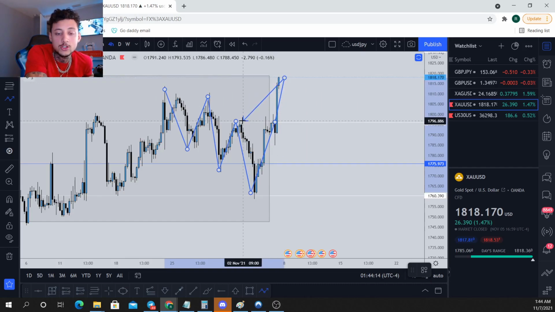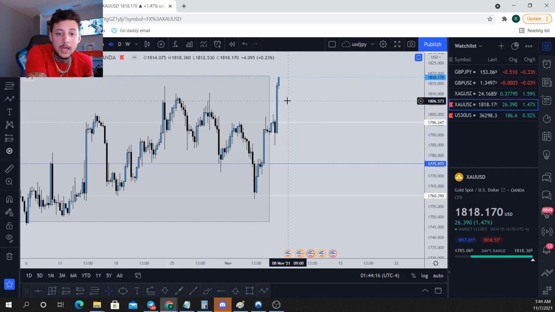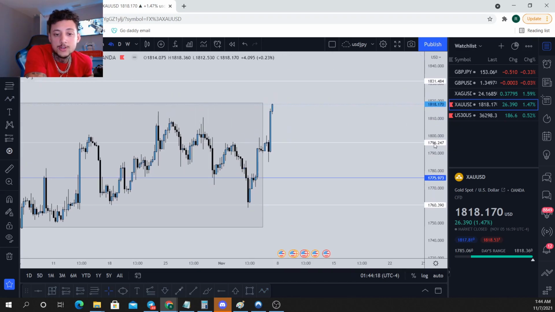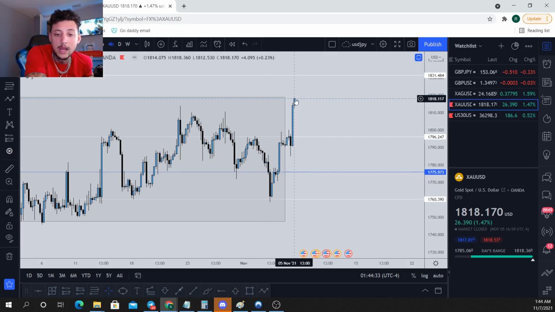So now we've broken structure on this 4-hour time frame, and we know the daily is going to continue. So in a situation like this, you just want to wait for price to pull back to a previous level of resistance, being here in this case, 1800, let's call it, for you to look to buy again. And we're only going to look to buy.